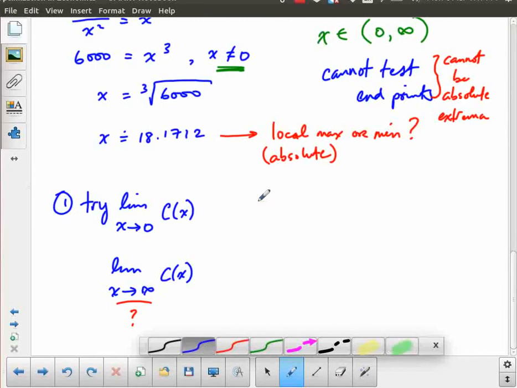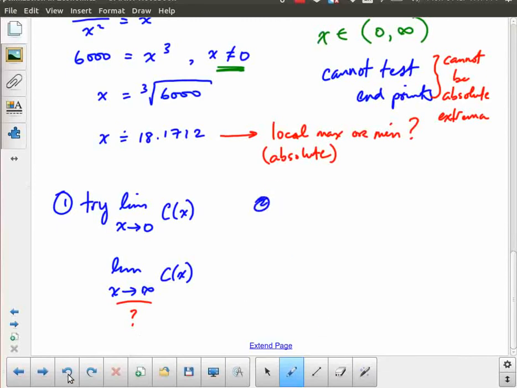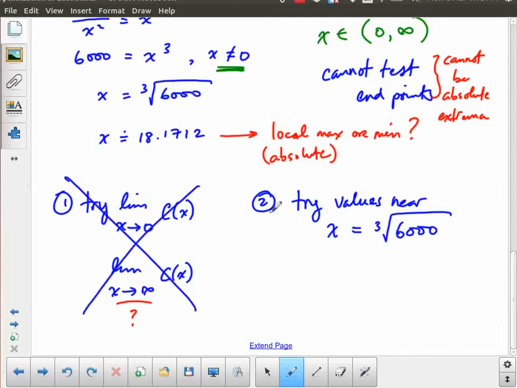However, what I'm going to suggest is an alternative, which is, why don't we try values near x equals the cube root of 6,000. So rather than doing this, we can just try values near x equals the cube root of 6,000 and just find out whether or not this represents a local maximum or a local minimum. Because we can't test the endpoints, that would also provide us with an absolute maximum or an absolute minimum.